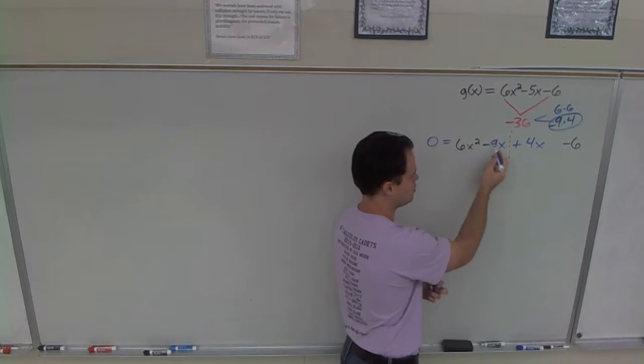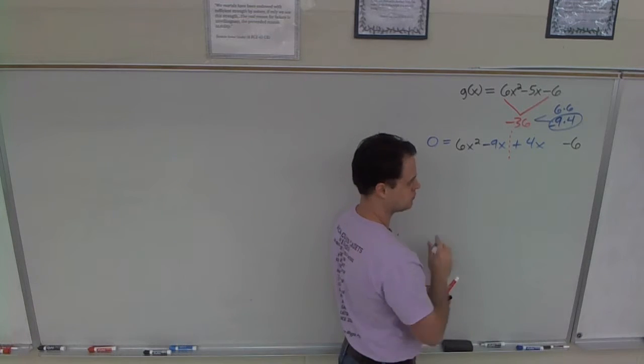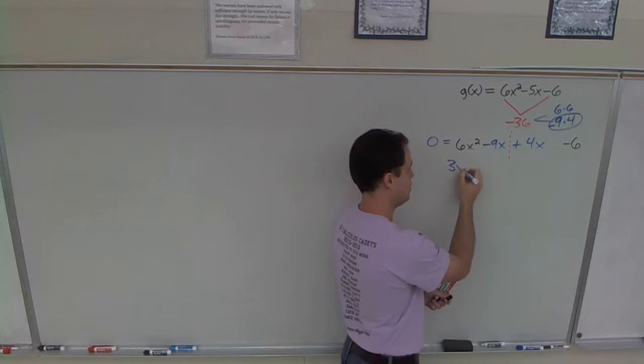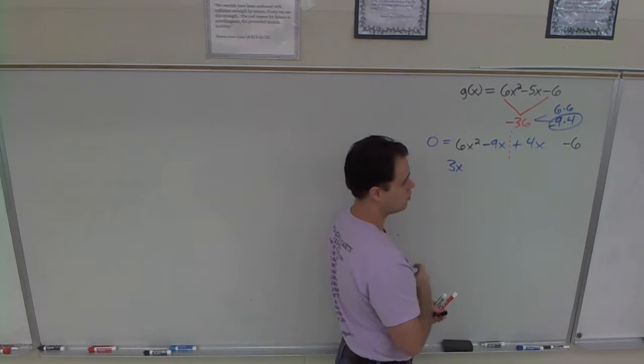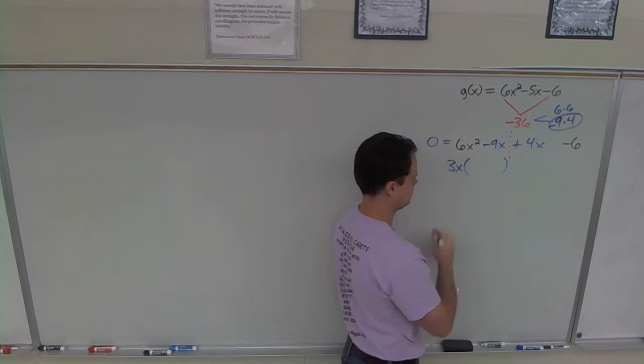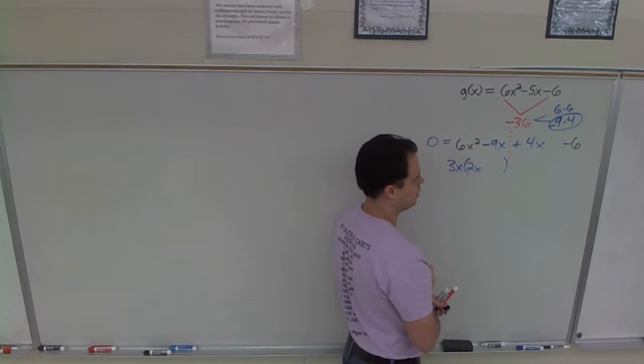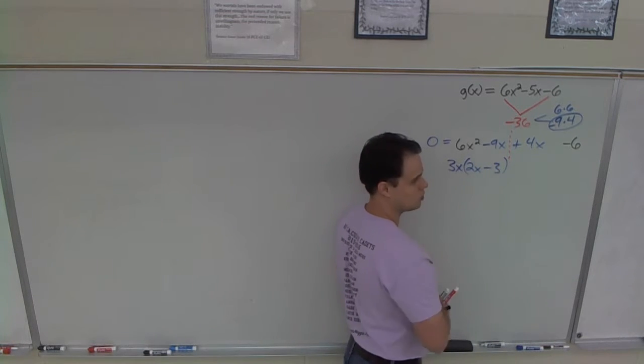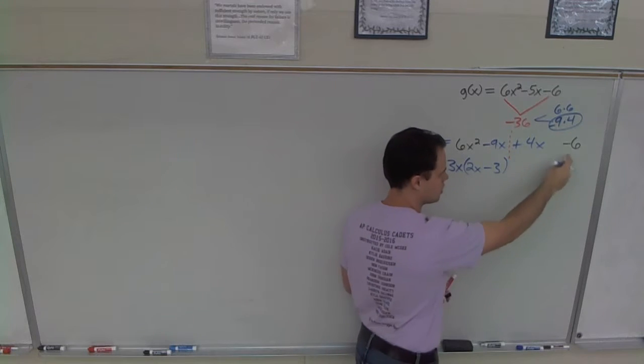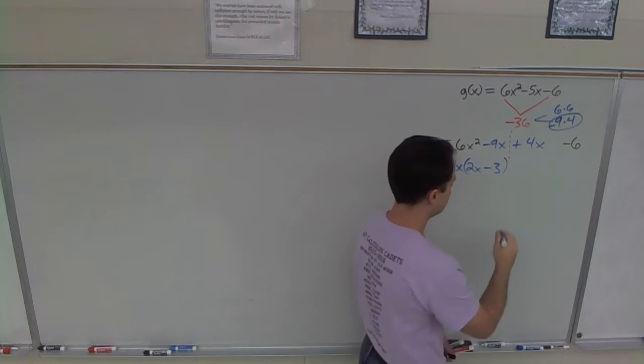These share what? These two terms? 3x. 3 and x, yes. What's left? 2x is left there. If I divide that, I'm going to get negative 3. What do these share? They share a 2.